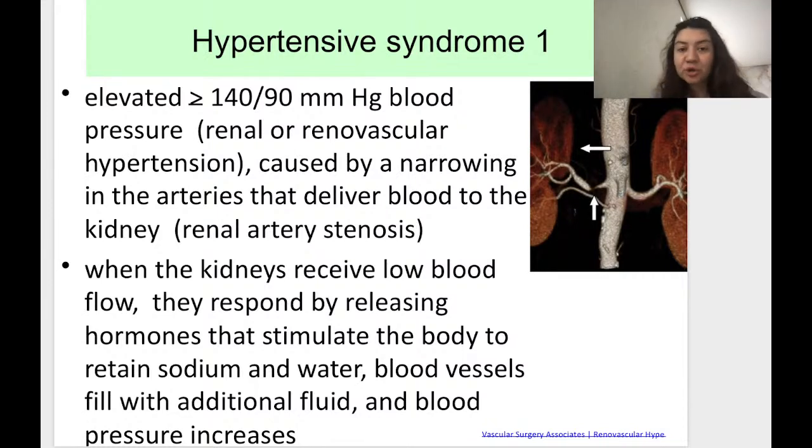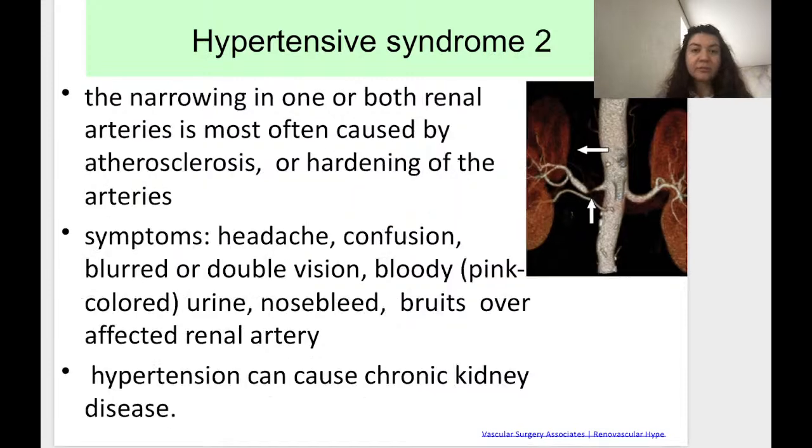You see the picture of a 3D scan, and by the lowest narrow, you see the place of obstruction, stenosis of the renal artery. The narrowing of one or both renal arteries is most often caused by atherosclerosis, or hardening of the arteries.